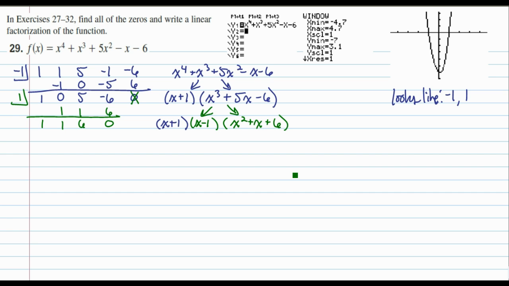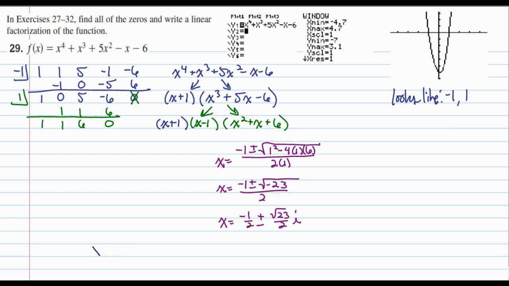Now I don't know what the other two zeros are. I can tell you that they are imaginary because this graph doesn't cross the x-axis anywhere else. It might be that they're irrational, but in this case they are imaginary, and I know that because they don't cross the x-axis. Irrationals would cross the x-axis. So now I have a quadratic expression, and I can use the quadratic formula to find out what the rest of those zeros are.